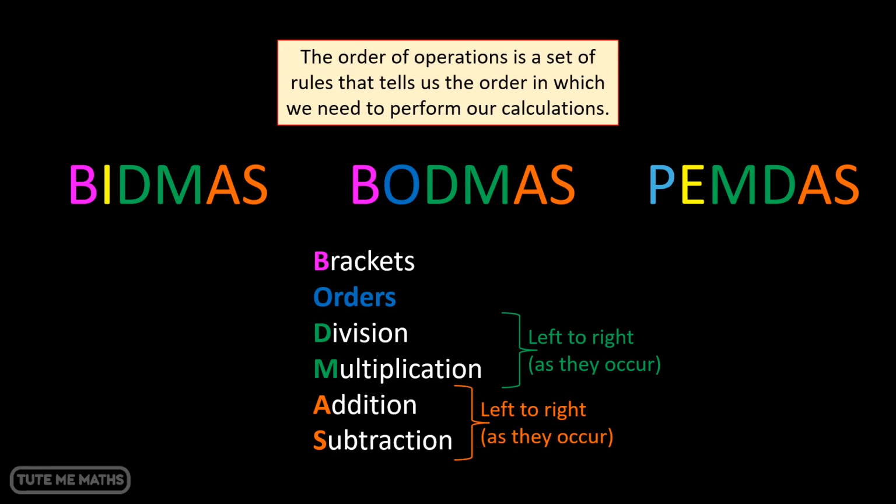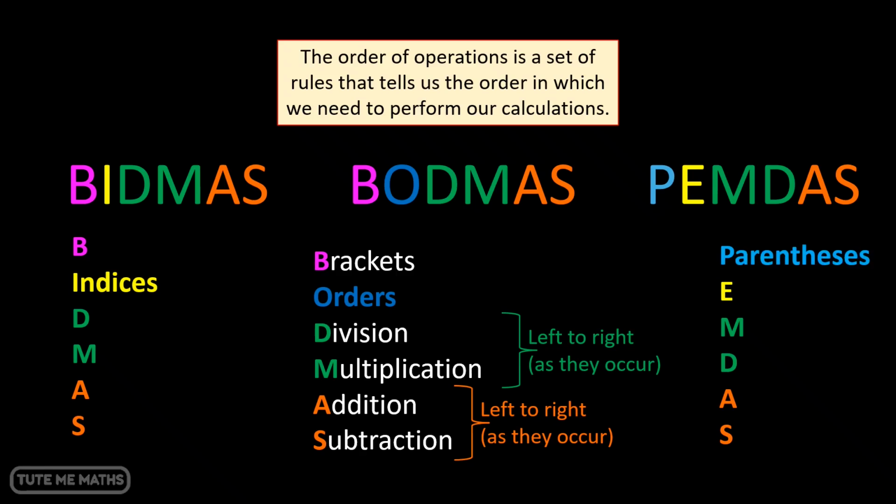BIDMAS is almost the same, with the I representing indices, in other words, powers. Both these forms are common in the United Kingdom and Australia and other Commonwealth nations. The P in PEMDAS stands for parentheses, being one type of bracket, as we will soon see, and the E is for exponents, being another name for indices or powers.